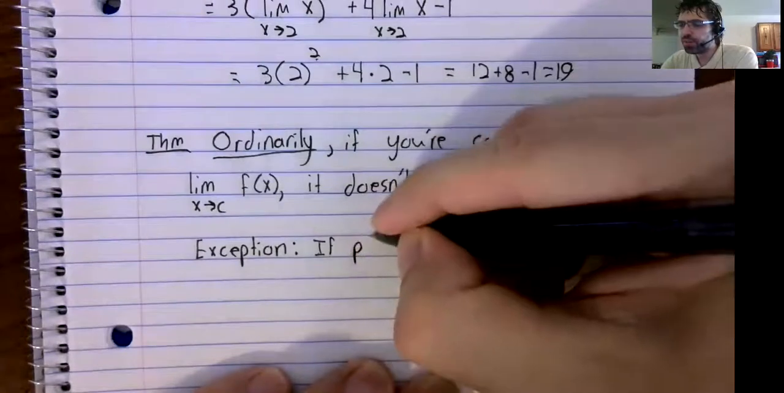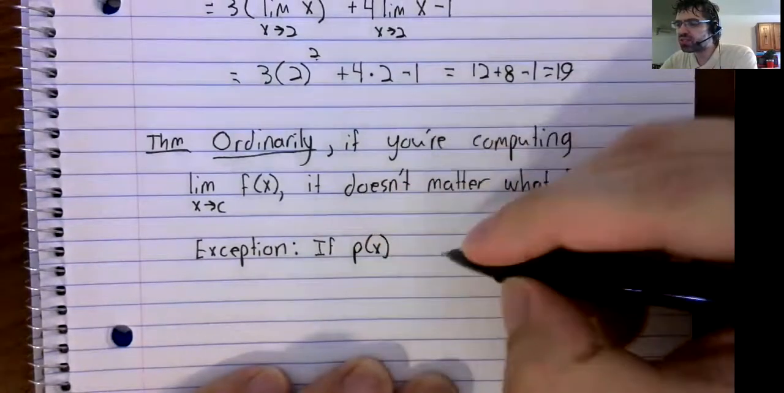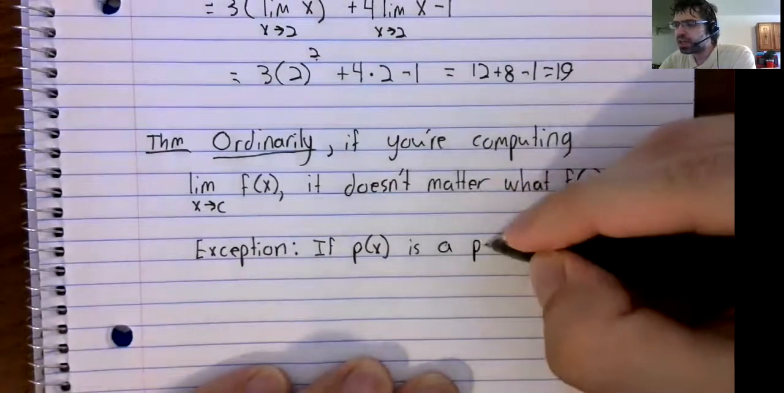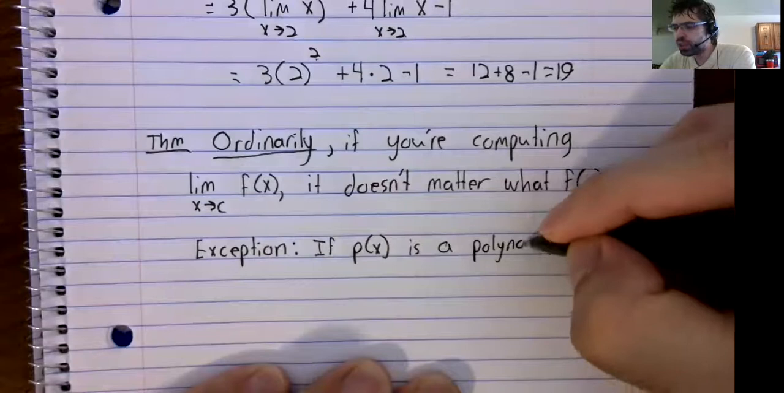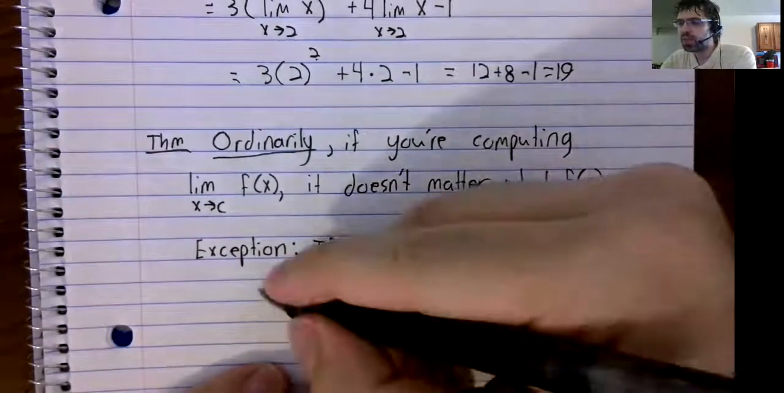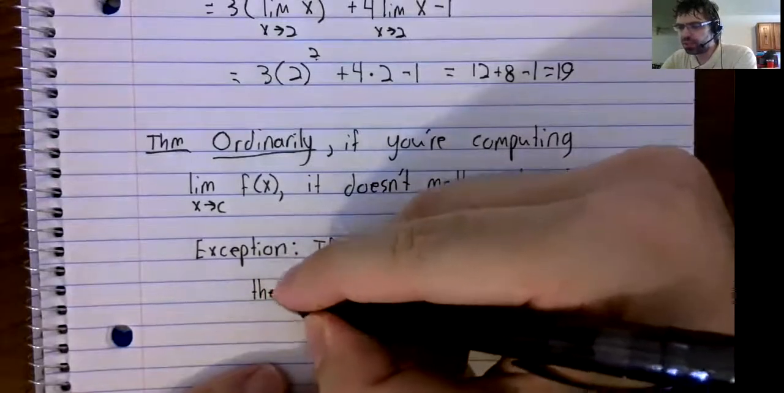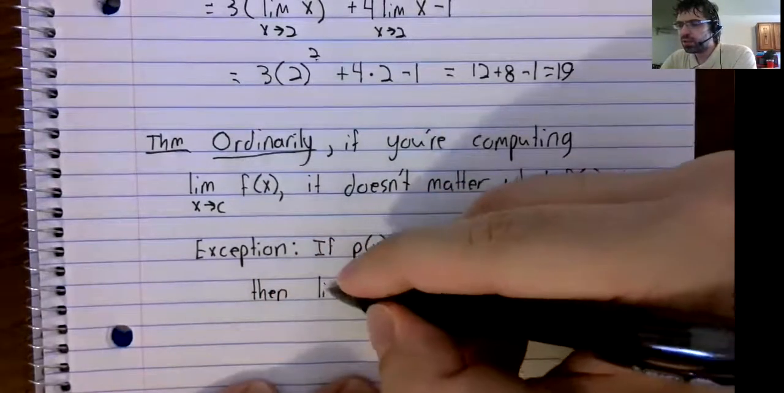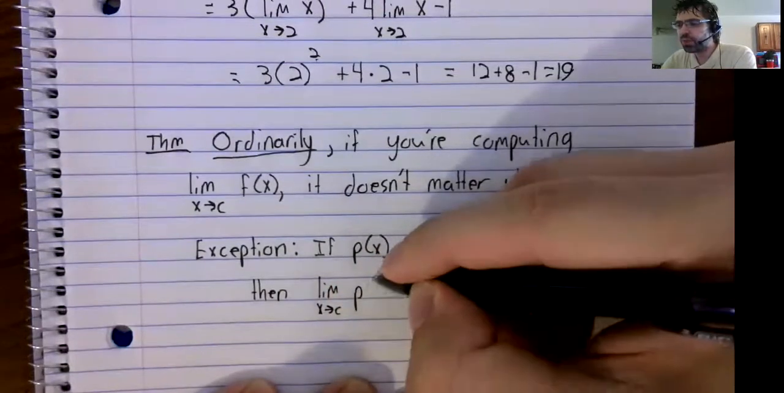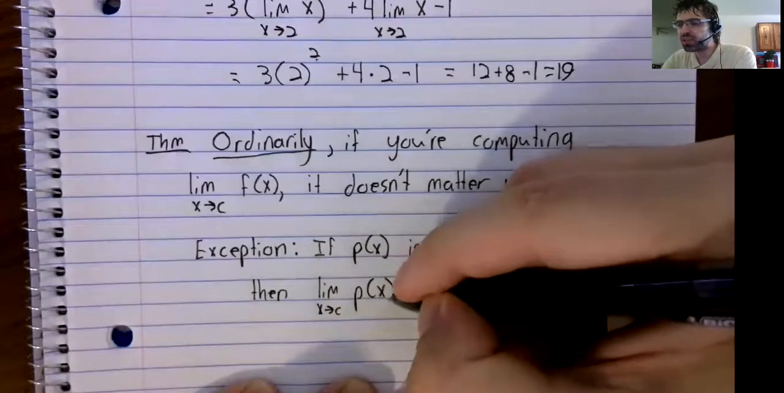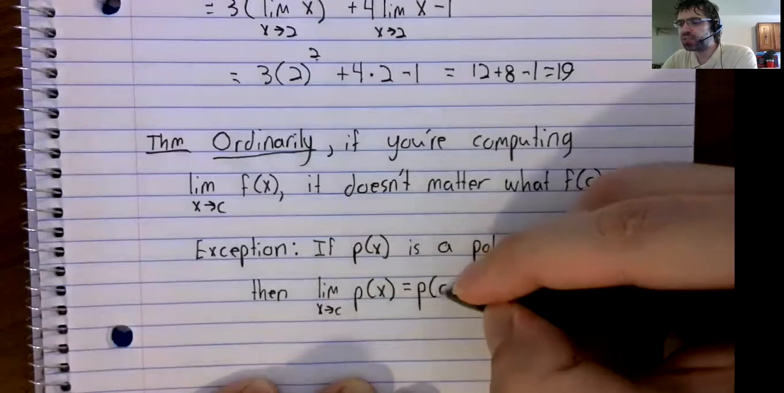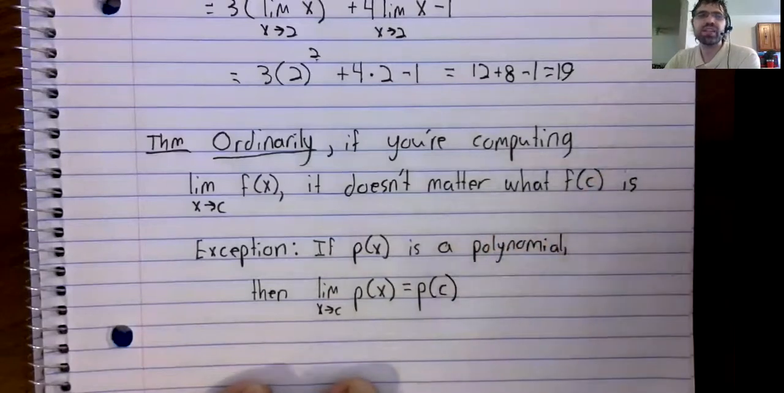If p of x happens to be a polynomial, then we can compute the limit of p of x just by plugging c in.